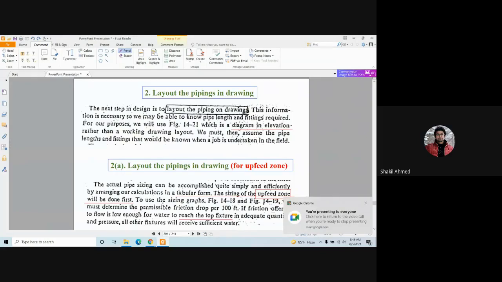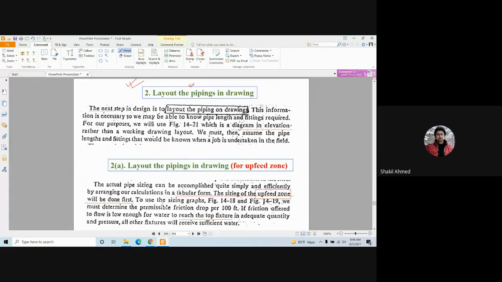So, in our last class, in the design example, we did the zoning of the 25-story building. Today, we'll start from here. We'll continue to work on the problem and we'll determine the size of the piping and layout.